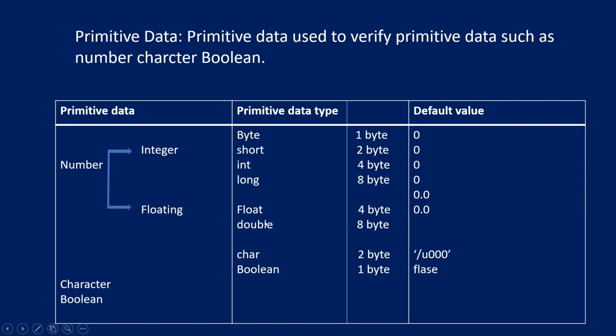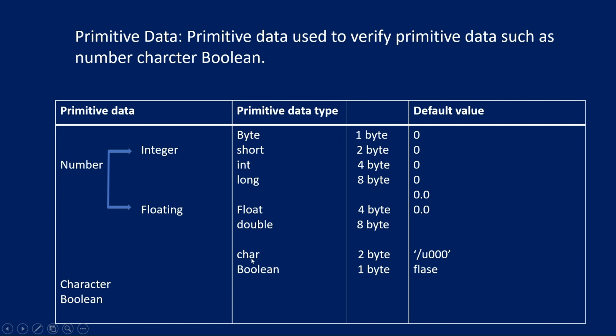Float stores decimal data in a small range, and double has 8 bytes because it also stores decimal data. But if you have a long type of data, in that condition you have to use double. Also, the default value of these data types is 0 for byte, short, int, and long, and 0.0 for float and double. That is the default value of the data.